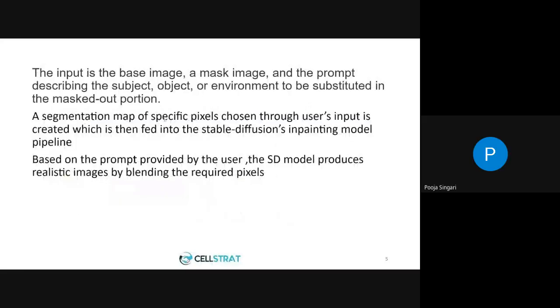Okay, sir, sure. So the input image is the base image, and we'll also be using the user's click event to generate a mask of the same. And then we'll also be taking the prompt from the user, which will be describing the subject, the object, or the environment. And it's used to replace the masked out portion. And a segmentation mask is specific pixels which are chosen through the user's input, which in our case would be the user's click event, which is then fed into the Stable Diffusion Inpainting model pipeline. So based on the prompt provided by the user, the SD model produces realistic images by blending the required pixels.